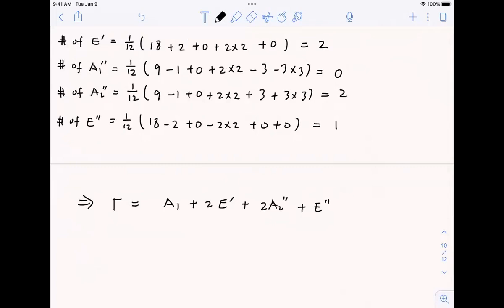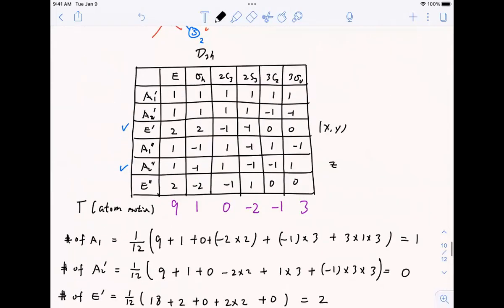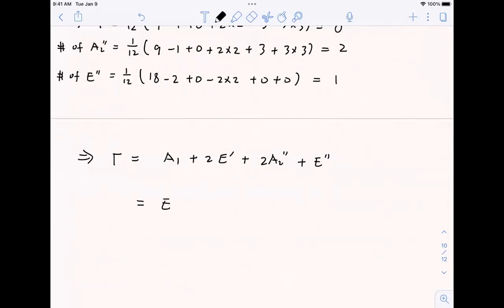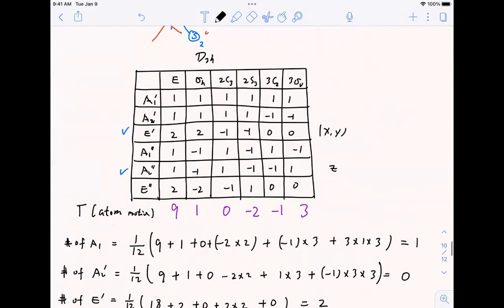Now 3 of them correspond to simply translation. What are they? These 2 are translation, E prime and A2 prime. What do you mean translation? That means you just move the whole lattice in one direction. That's it. In the phonon band structure, that corresponds to the acoustic mode. The acoustic mode at the gamma point just means translation.